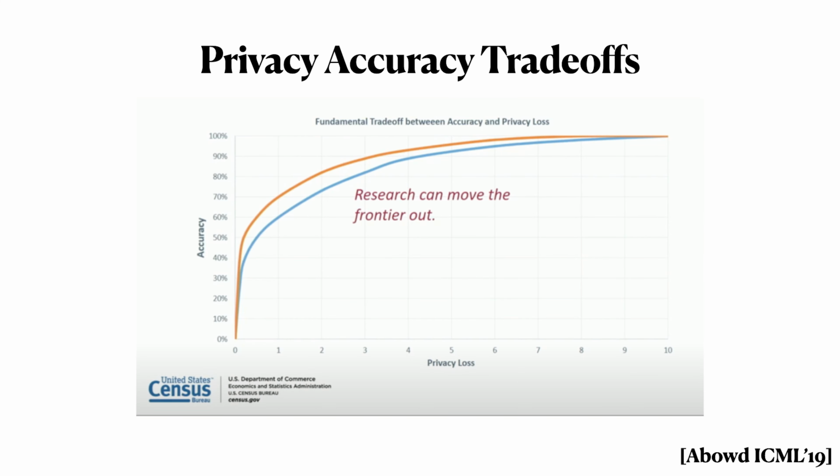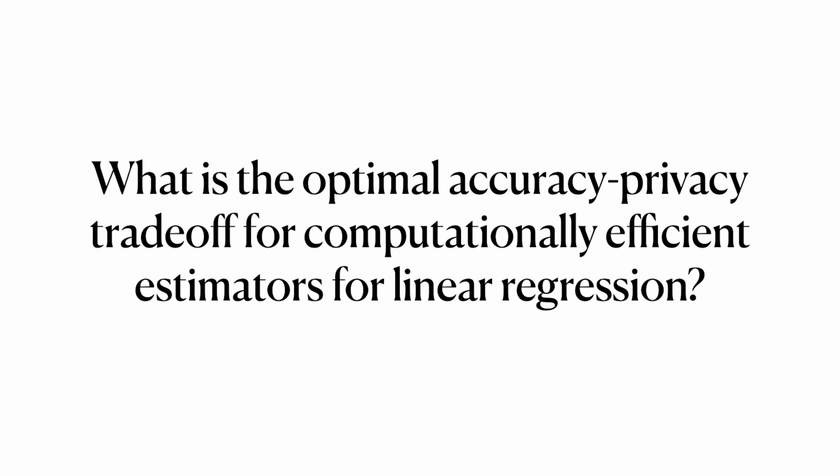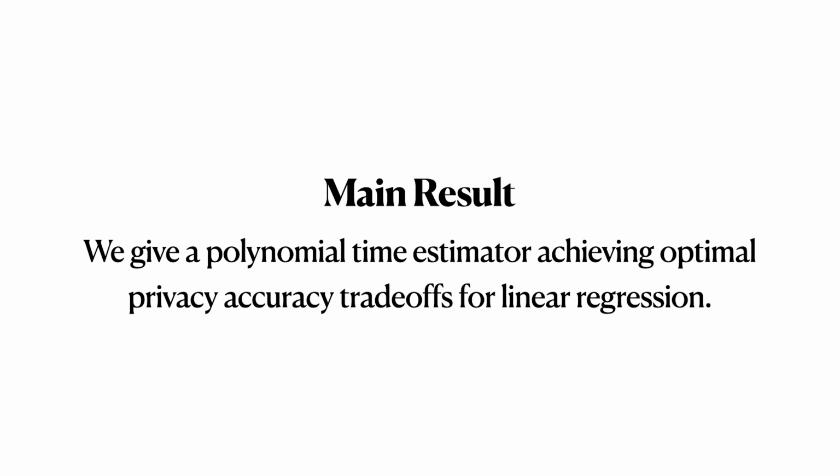However, even if we can't be 100% private and 100% accurate at the same time, designing better algorithms can help to improve the trade-off that we get between privacy and accuracy. This leads us to the main question of this talk. What is the optimal accuracy-privacy trade-off for computationally efficient estimators for the problem of linear regression? Our main result is that we give a polynomial time estimator achieving the optimal accuracy-privacy trade-offs for linear regression among computationally efficient estimators.